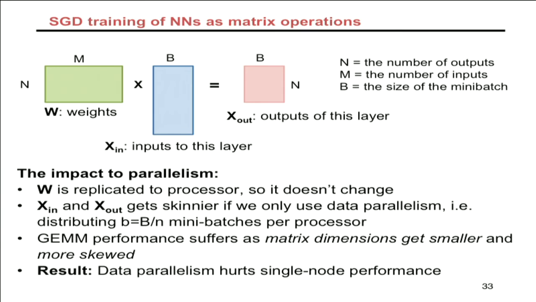OK, this is not b over n. This is b over p. Another bug has been found. Well, what's the impact? The BLAS will have issues getting good performance if you have really skinny matrices. So that's one issue, right? So they're both getting smaller and skinny. So data parallelism might actually hurt your single node performance.